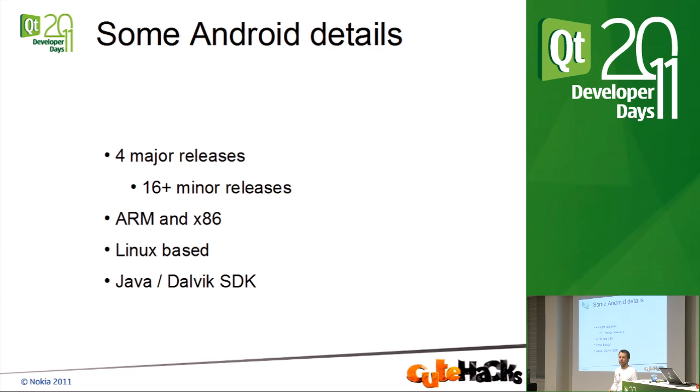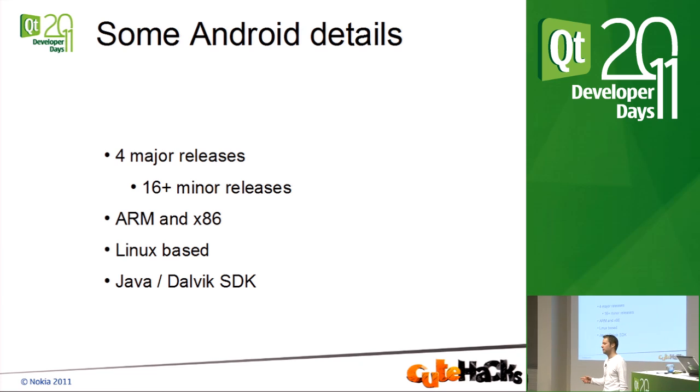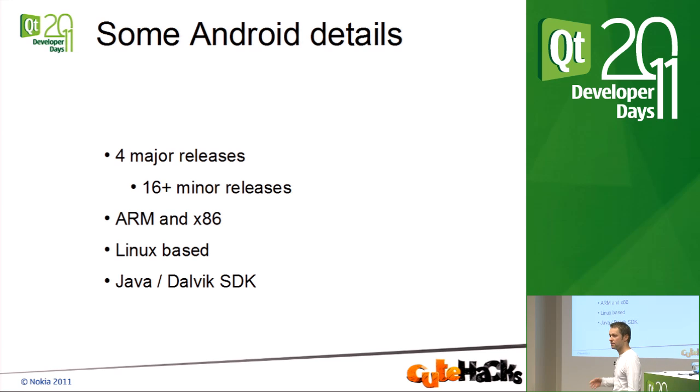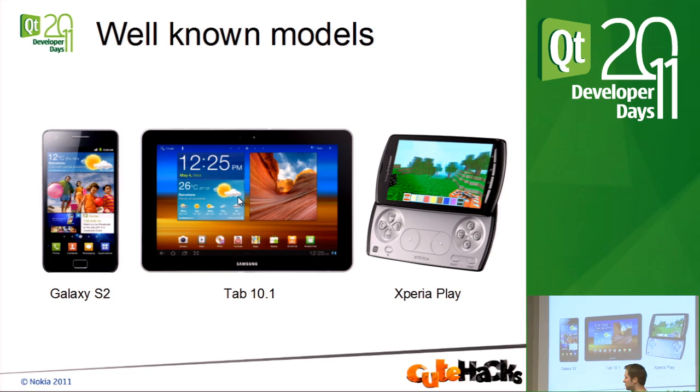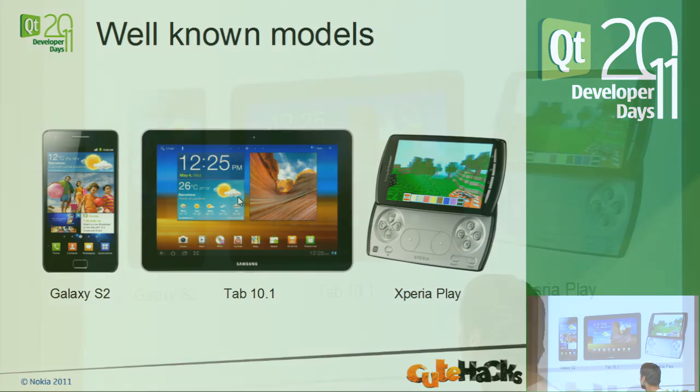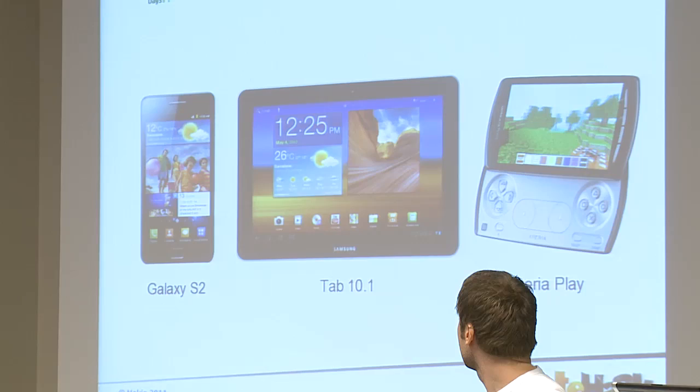ARM and x86, I'll get more into the details because we're basically talking native applications here, so we need to actually care about these things. Linux-based, it has its own flavor of Java stuff. That's what I call the Java stuff. I'll move the mouse here, yeah.